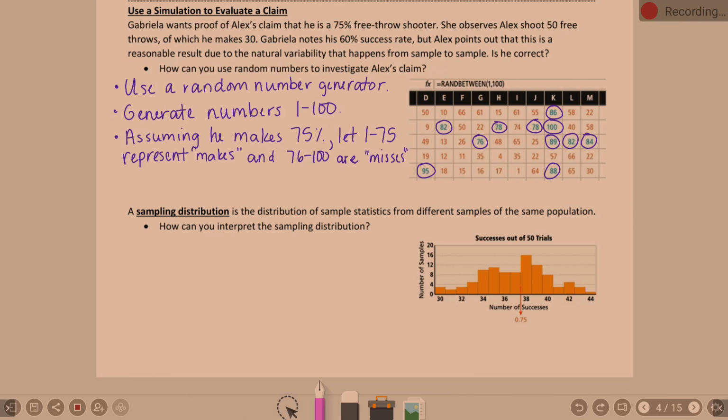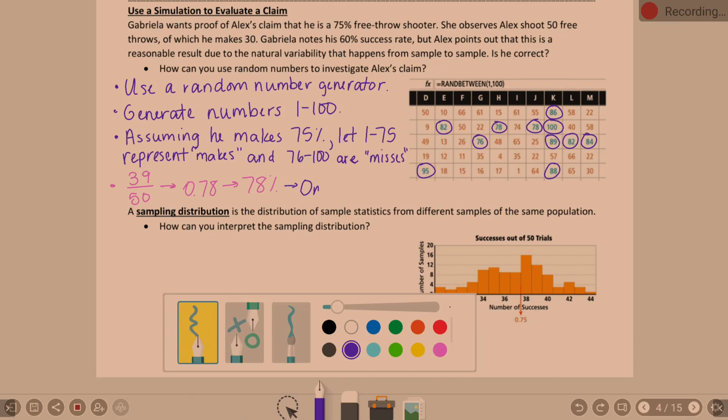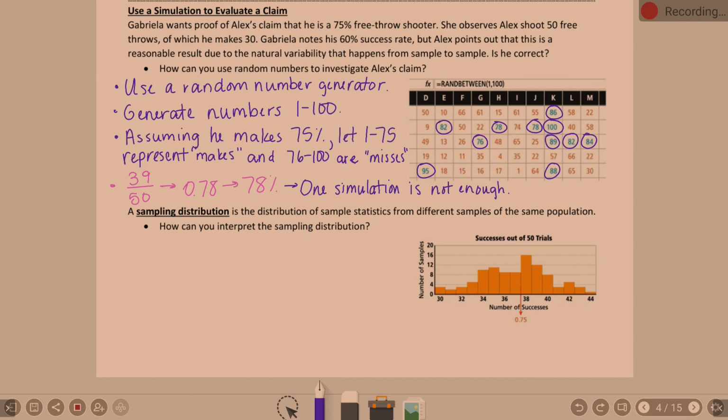Based on the information we came up with here, there are 39 out of 50 makes, and 39 out of 50, you guys did the math and you told me it is 78%, or I guess really 0.78, which of course is 78%. And then the argument's always going to be that's one trial. So I'm going to go on to say that just like one set of shots wasn't enough, one simulation is not enough. Now, if we just go off of this one simulation, that supports Alex, doesn't it? Because that actually puts him above 75%.